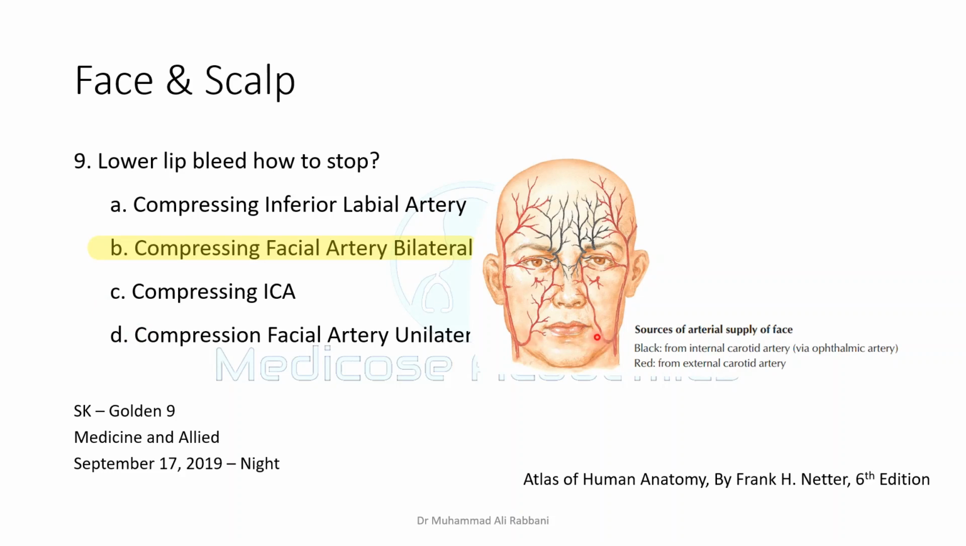Whenever you want to stop bleeding in the face, you should stop both arteries, because both of the arteries supplying the lip anastomose freely with one another. If there is a cut on the left side and you block the artery on that side, the lip still bleeds because the anastomosing branches from the opposite side supply the bleeding opening. So whenever there is a question about stopping the bleeding, the answer is always compressing the facial artery from both sides.